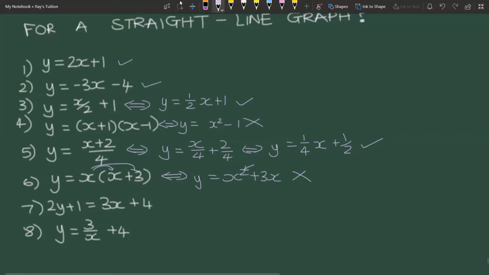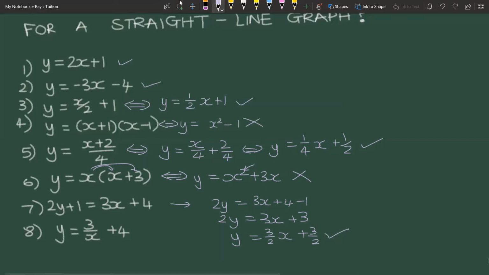This one here, again, it's hard for us to tell because it's not in standard form. So let's quickly make y the subject. So 2y is equal to 3x plus 4, and I'm going to take that 1 over, so it's going to be negative 1. So we have 2y is equal to 3x plus 3, and then I'm going to get rid of the 2 by dividing both sides by 2, and we get y is equal to 3 over 2 x plus 3 over 2. Having a look at this, now we can clearly see when it's in standard form that it is indeed a linear function of x, and that means it's a straight line graph.